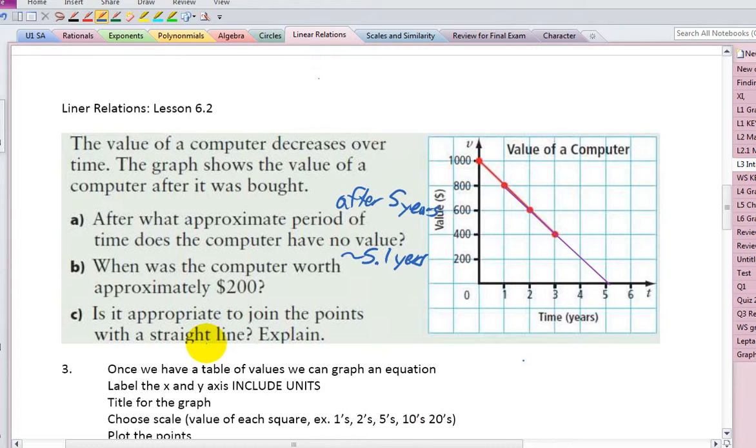What is a computer worth at approximately $200? So here's 200, go over and down. You can say approximately 4 years. Is it appropriate to join the points with a straight line? Yes, because value, which is dollars, is continuous data.